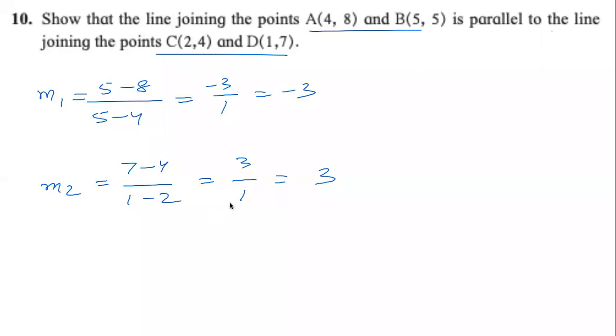Thank you, Prachi, Karthik, Chan. I have seen your answers. We have to be very careful when we are solving such questions. In a hurry, we may end up making this mistake. 1 minus 2 is not 1, it is minus 1. So 3 divided by minus 1 will be minus 3. Here we see, because minus 3 is equal to minus 3, we can say slope of AB is equal to slope of CD. Because the slopes are the same, we can say AB is parallel to CD. Itna hi karna hai.